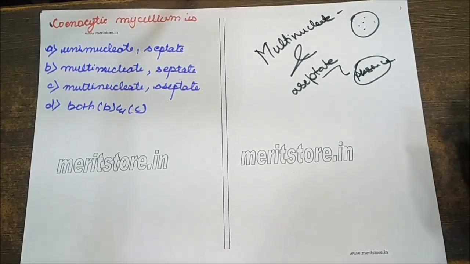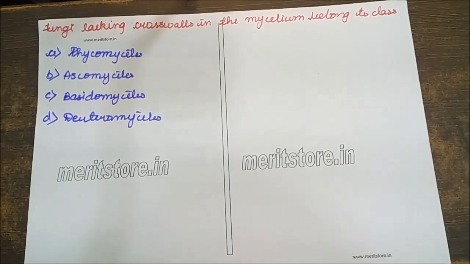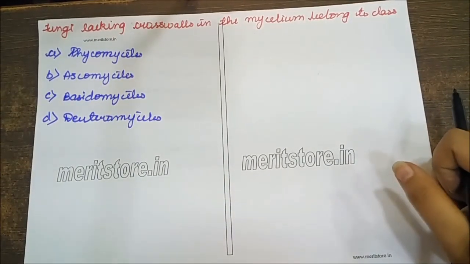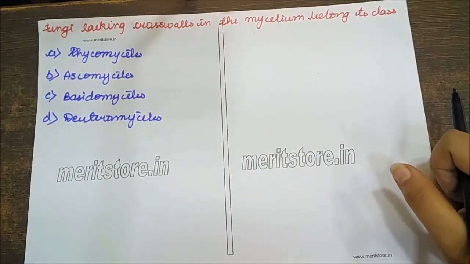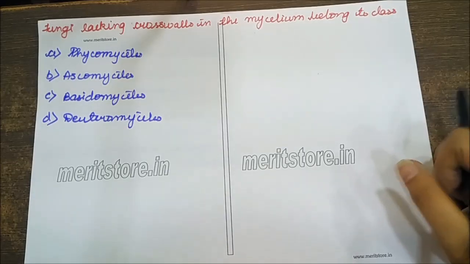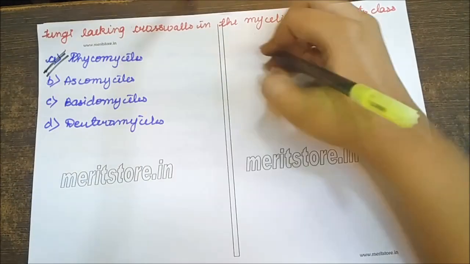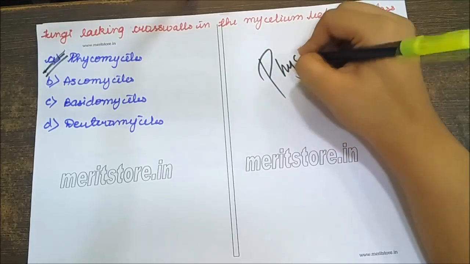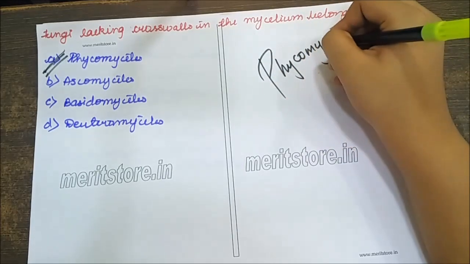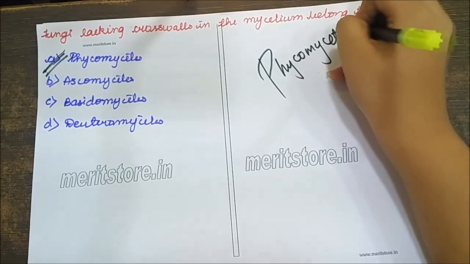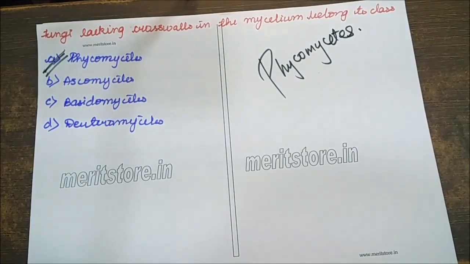Let's move on to the next question. Fungi lacking cross walls in the mycelium belong to the class Phycomycetes, Ascomycetes, Basidiomycetes or Deuteromycetes. And the answer for this is Phycomycetes. Let's know how.